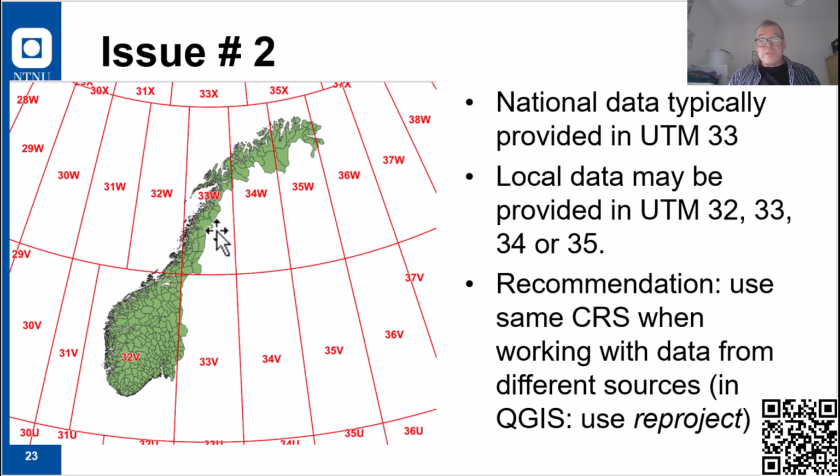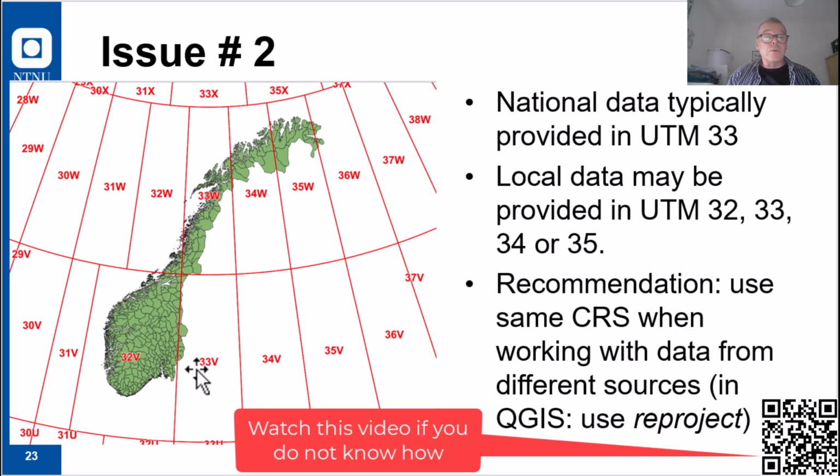And I always recommend you to use the same coordinate reference system when working with data from different sources. So if you, for instance, are using data from southern Norway and you have some national data, make sure to reproject those in UTM zone 33 to UTM zone 32, so you have one common coordinate reference system.